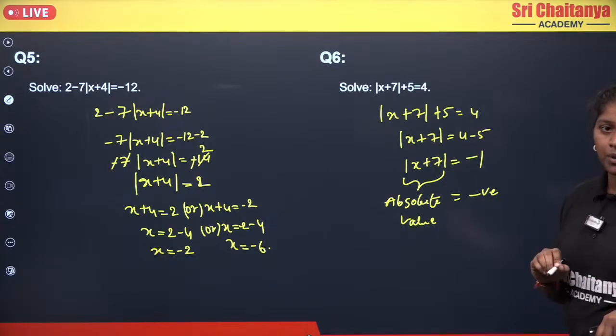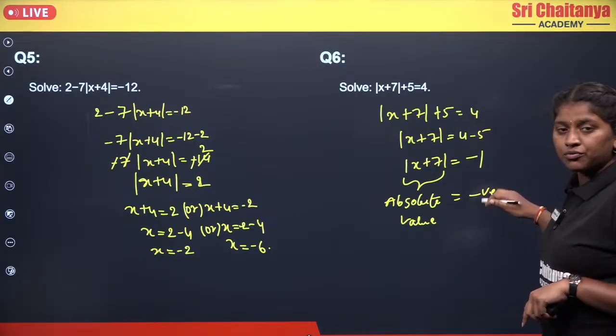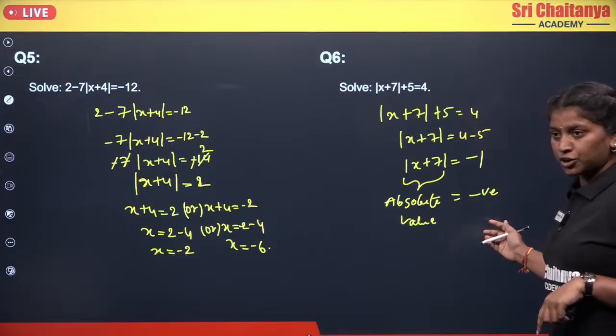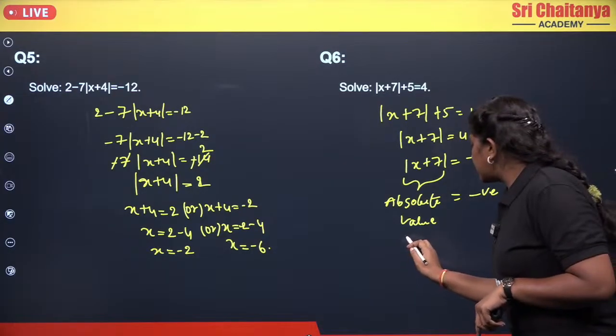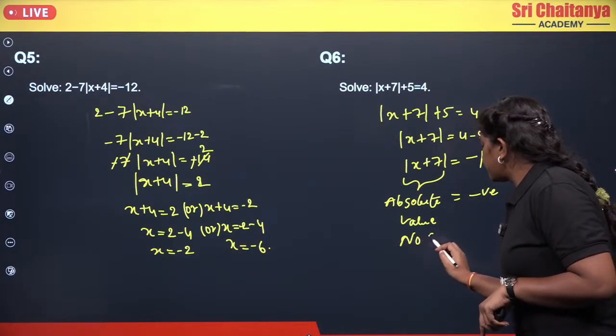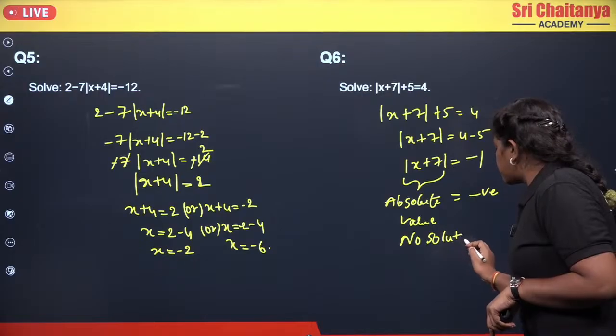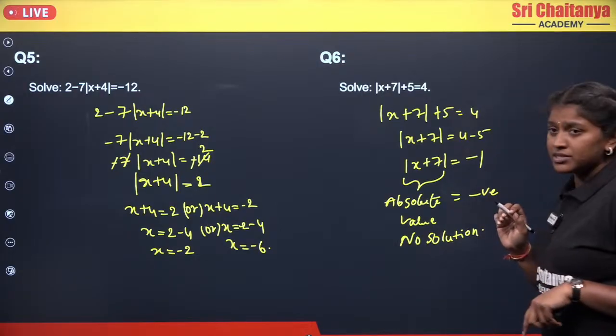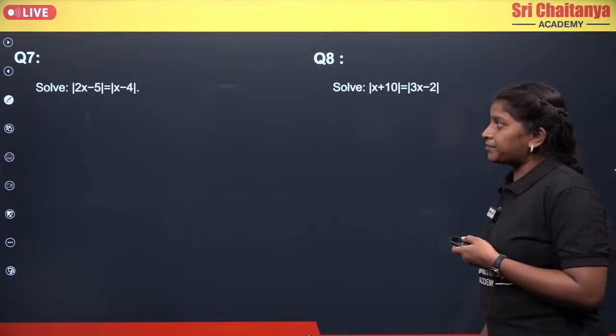So now what will happen? We do not have a solution if our absolute value is negative. So from here we can write that there is no solution. Okay, so no solution. Clear about this? Now moving to the next.